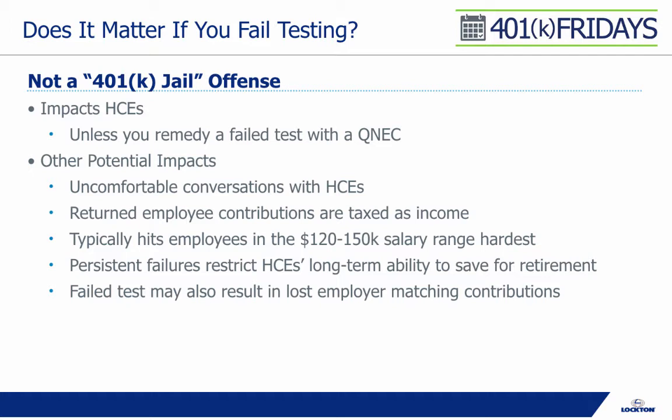Also, a failed test typically hits employees in the $120,000 to $150,000 a year salary range the hardest. Persistent failures restrict highly compensated employees' long-term ability to save for retirement. And a failed test could also result in the loss of employer matching contributions to your highly compensated employees. So not only do you have the potential of telling them they need to get money back, and they're going to have to pay income tax on that, but now you also could have some highly compensated employees that are not going to receive the full amount of employer matching contributions.